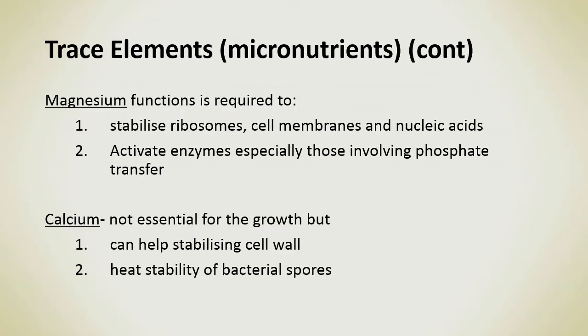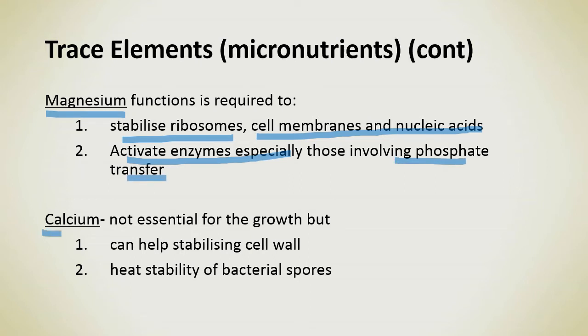Okay, let's look at the trace element magnesium. Magnesium is usually required to stabilize ribosomes, cell membranes and nucleic acids in bacteria. Magnesium is also required to activate enzymes, especially those involving phosphate transfer. The second one is calcium. Calcium is usually not essential for growth, but it is required to help stabilize the cell wall and also to provide heat stability to the endospores.